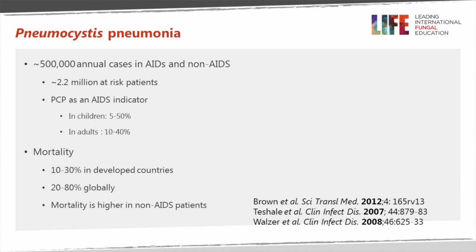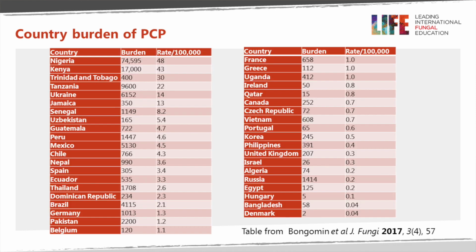It is an AIDS indicator disease, and your mortality is between 10 and 30%. It's slightly higher in developed countries, but with high-dose cotrimoxazole or Cotrim, the mortality can be brought down if the diagnosis is made well. The mortality in non-HIV patients is higher at around 50%. And so you've got rates here which vary substantially.